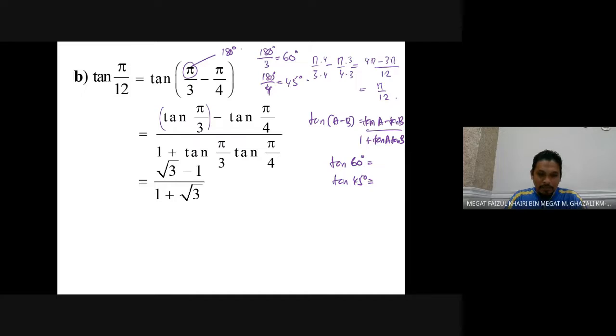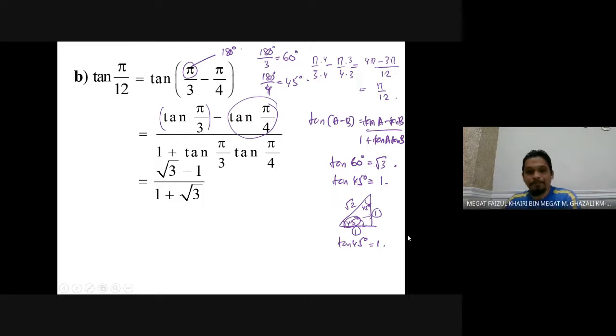Tangent 60 degrees, okay, tangent 60 is square root of 3. And then tangent 45 equals 1. So tangent 60, which is square root of 3, minus tangent 45, which is equal to 1. Okay, class, for tangent 45 we can also refer to this triangle: this is 45, and this is also 45, with sides of 1, 1, and here square root of 2. So taking this 45 here, tangent of 45 equals opposite divided by adjacent, so 1 divided by 1, which is equal to 1.